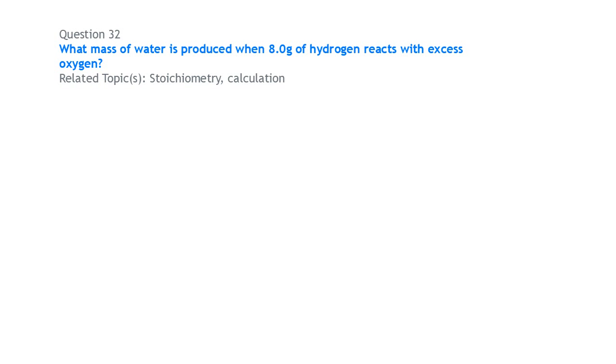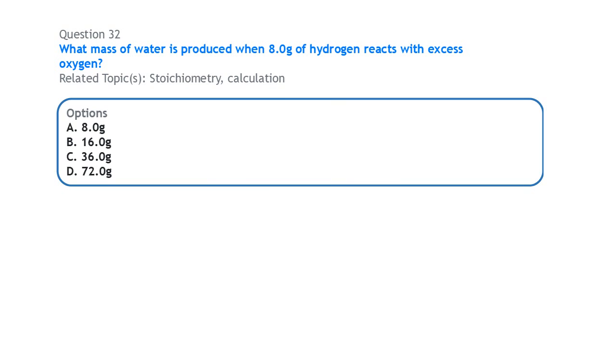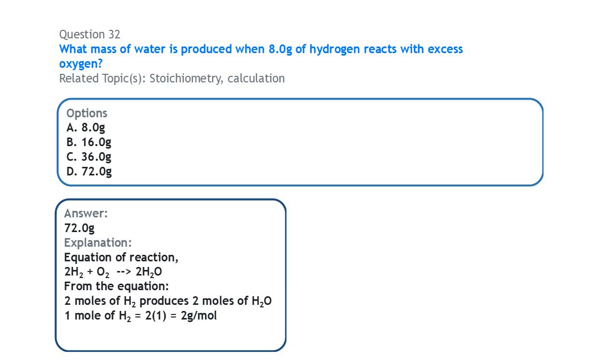Next question on stoichiometry. What mass of water is produced when 8.0 gram of hydrogen reacts with excess oxygen? So here we are going to start first with the equation of reaction. We have 2 moles of hydrogen reacting with 1 mole of oxygen to produce 2 moles of water. So here we see that 2 moles of hydrogen produce 2 moles of water.